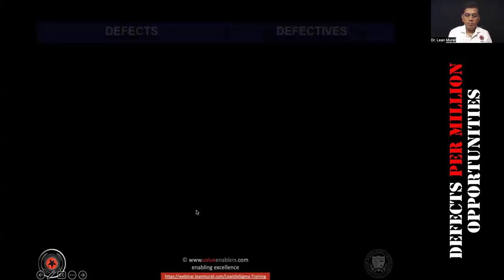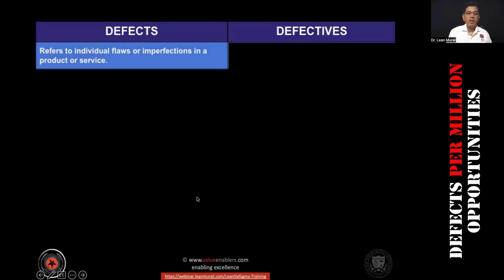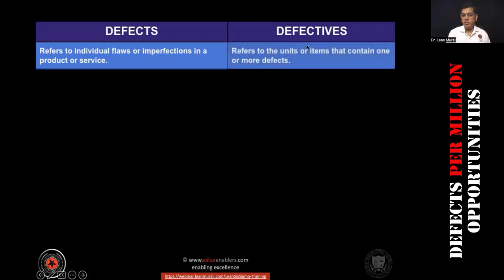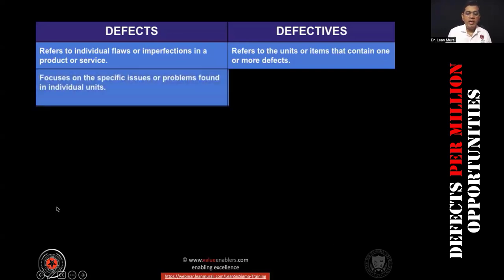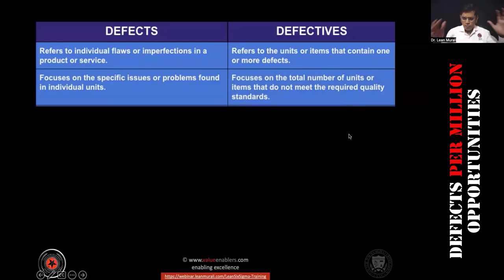All right. Now, defects and defectives. Defects refer to individual flaws or imperfections in a product or service, whereas defective refers to the units or items that contain one or more defects. This is clear. Type SC, super clear in the chat box. All right. This is the first difference. The second is that defects focus on the specific issues or problems found in individual units, whereas defective focuses on the total number of units or items that do not meet the quality standards. Okay, that is a defective.